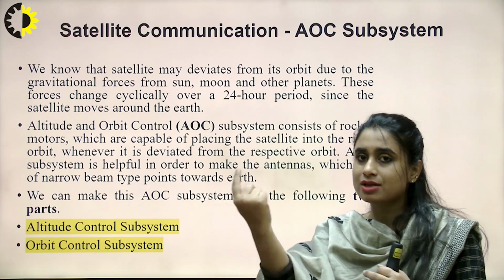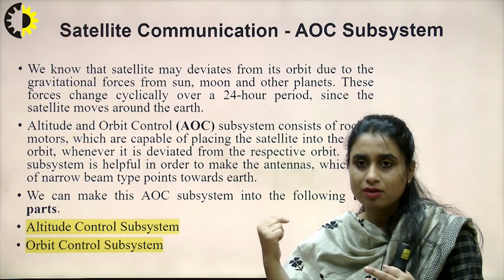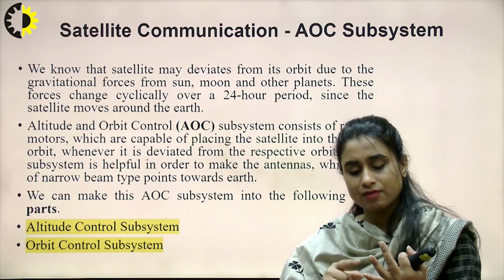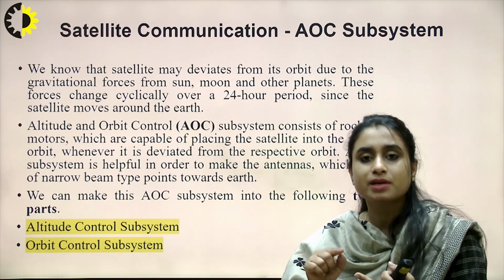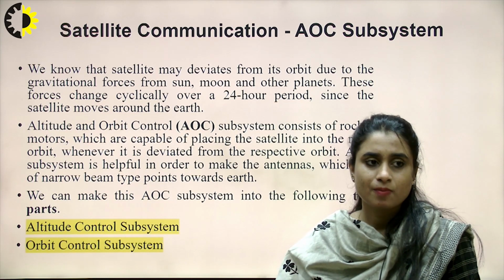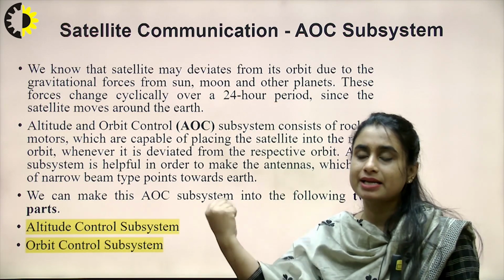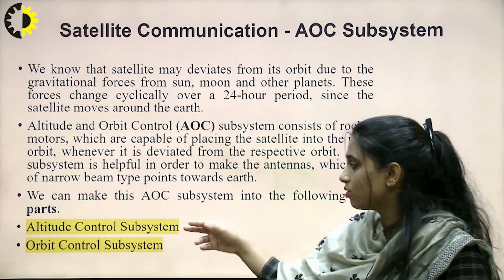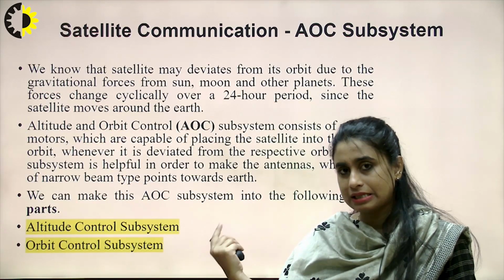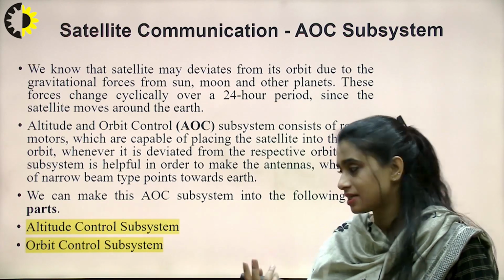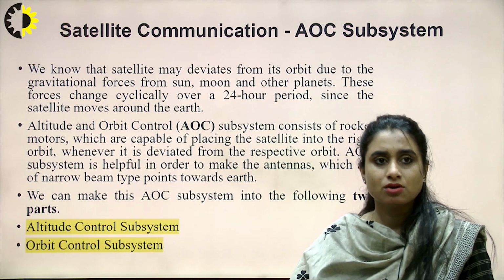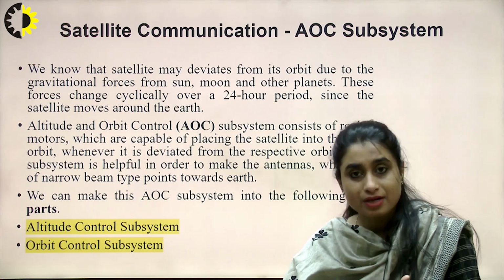Another thing, it should not lose its orbit. If it is following a particular path, then only will covering that area be done in a particular time period with particular velocity. If one thing gets disturbed, the whole process falls down. So maintaining the orientation and maintaining the path, these are the 2 things. Maintaining the orientation comes under attitude control, and maintaining the path, that is the exact orbital path, elliptical path, comes under the orbit control subsystem. So AOCS consists of rocket motors.